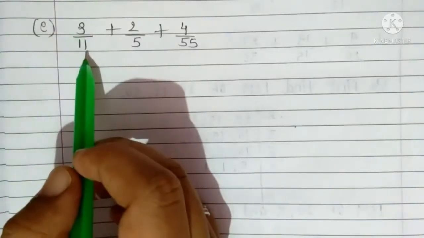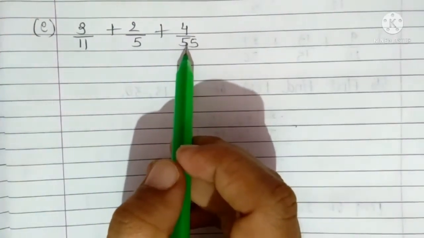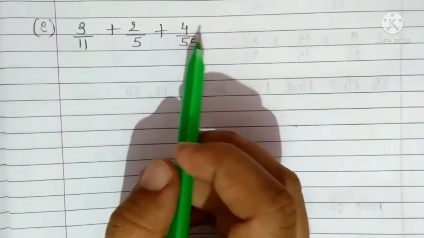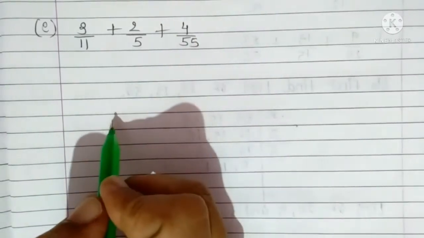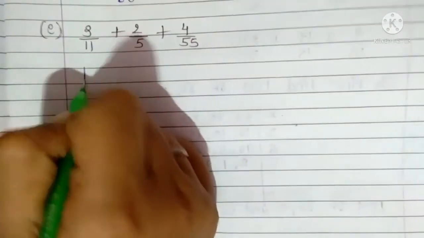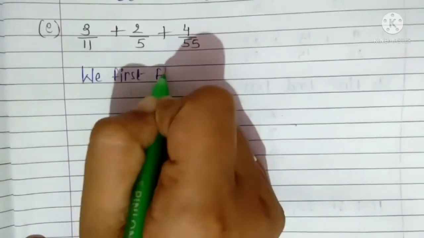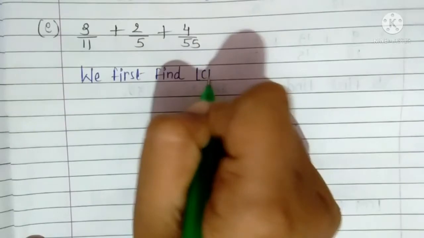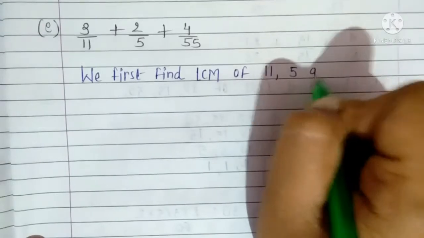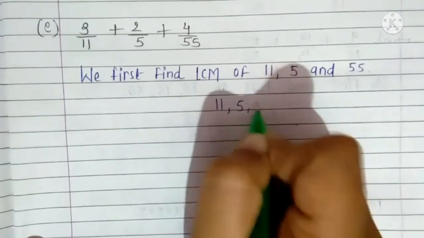Next E, 3 upon 11 plus 2 upon 5 plus 4 upon 55. Here we observe that given fractions are unlike fractions, so we convert it into like fractions. For that we find LCM of denominators. So we first find LCM of 11, 5 and 55. For that we use common division method.